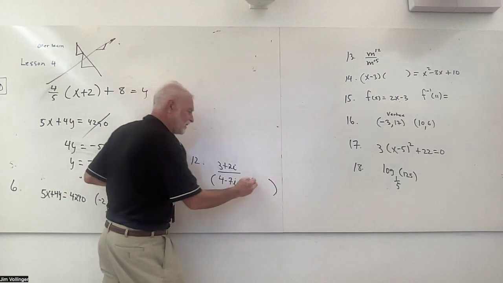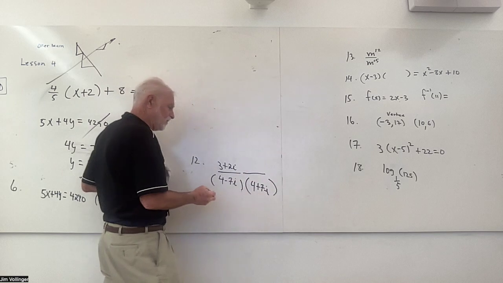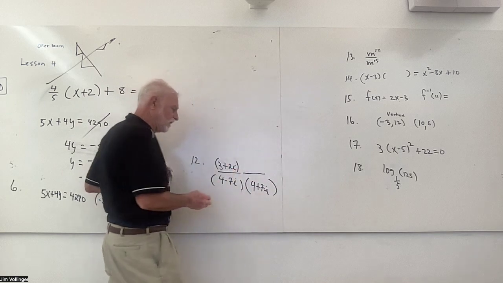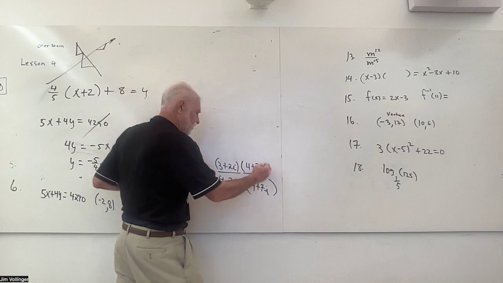The conjugate of 4 minus 7i is 4 plus 7i. Again, you don't have to be going to become an engineer. These are showing up on your SATs. And if you want to do a little better, then we're going to practice these.